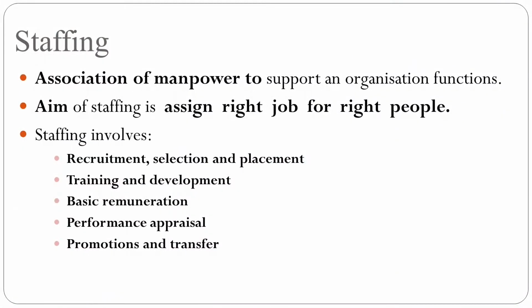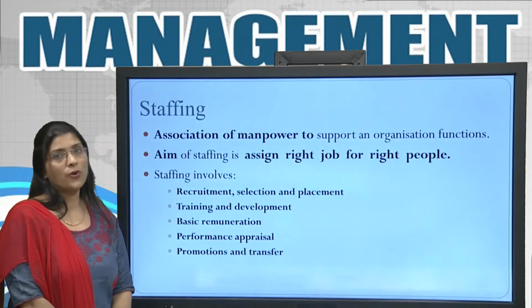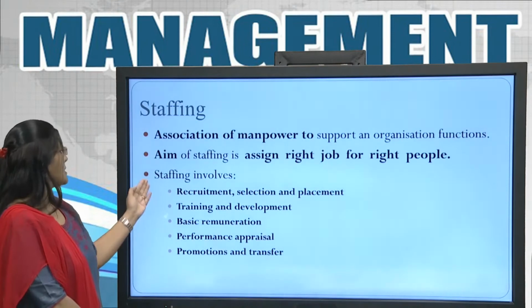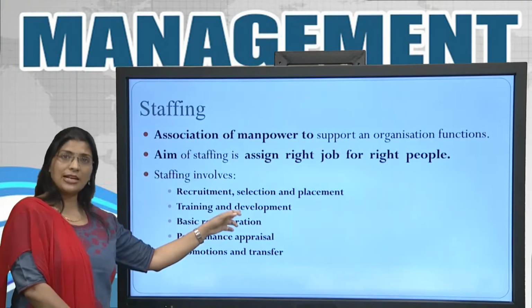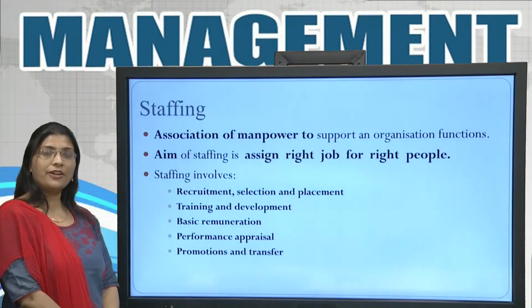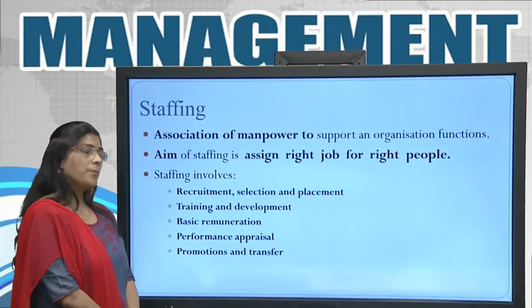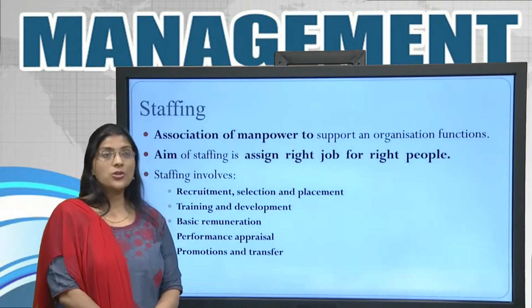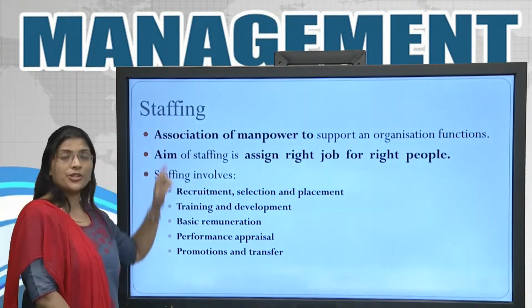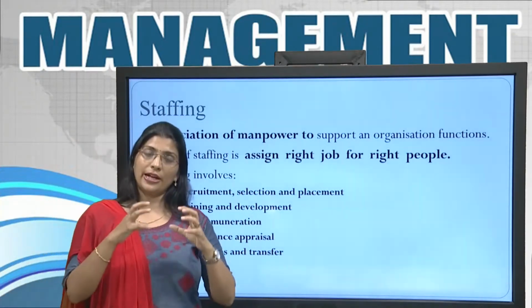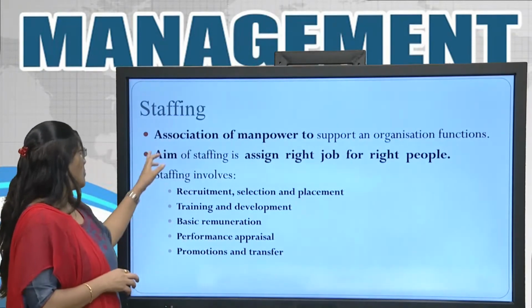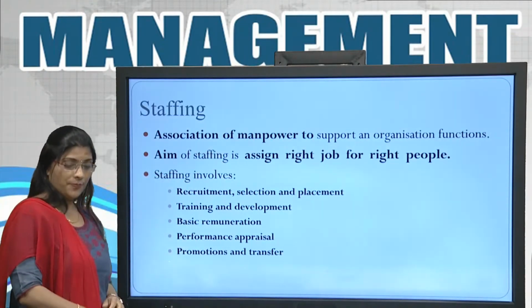Now come to the next function, that is staffing. Staffing means association of manpower to support an organization's function. The aim of staffing is to assign the right job to the right people. Staffing involves recruitment, selection, placement, training and development, giving remuneration, performance appraisal, promotions and transfers. Under this function, all the HR related activities fall in. So it is the association of manpower.